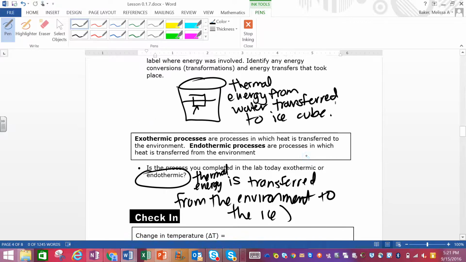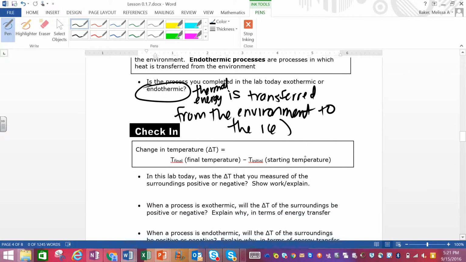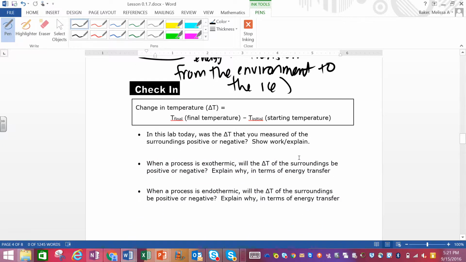All right. Then there's a little equation. We always do the final temperature minus the initial temperature. So in the lab today, would this number be positive or negative? Well, it got colder. So it's going to be a small number minus a bigger number because the starting temperature was warmer. So we would get a negative. Show our work or explain. I'm just going to say the final temp was cooler.